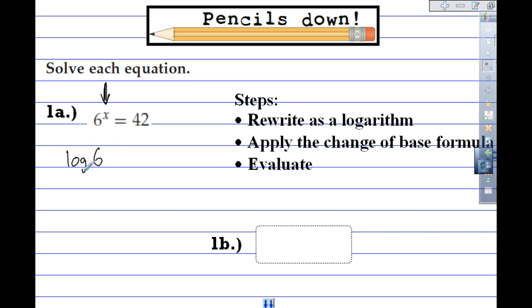The purpose of the log on both sides, and why we use it and why you need it, is when the variable is in the exponent. So once you take the log on both sides, we do have this formula that says, or the shortcut that says, we can move any exponent down here in front, right? And now we can solve as we normally would.